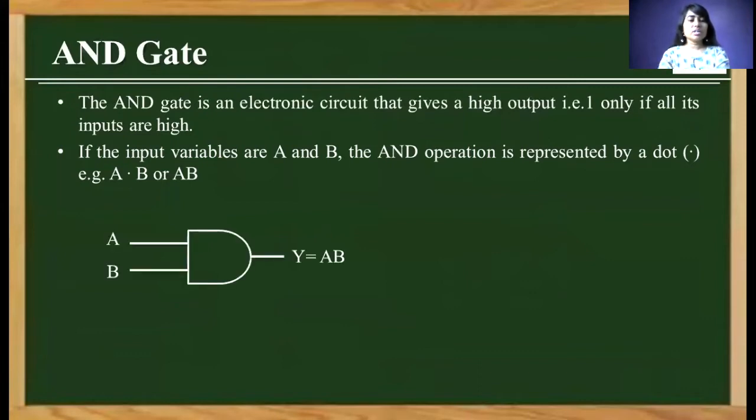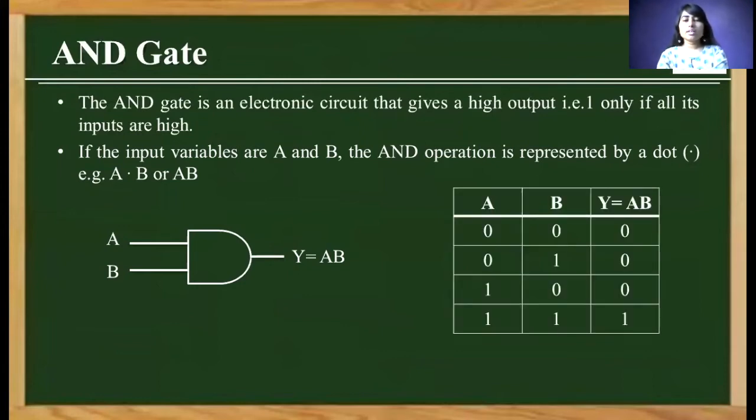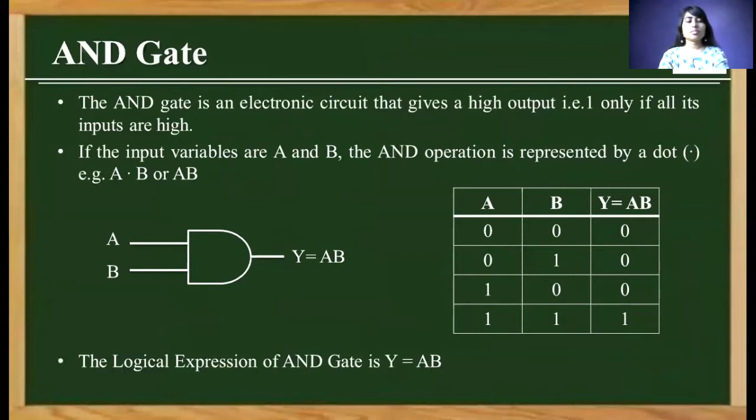Here is the graphical representation of AND gate. A and B are two inputs and we have one output AB. Here is the characteristic of AND gate: A, B, and we have output AB. So whenever any of the inputs is 0, we have a 0 output. Only for the condition when both inputs A and B are 1, we have a 1 output. The logical expression of AND gate is Y equals AB.